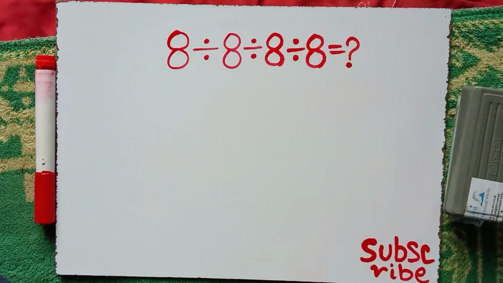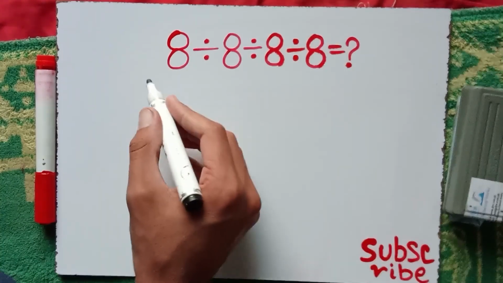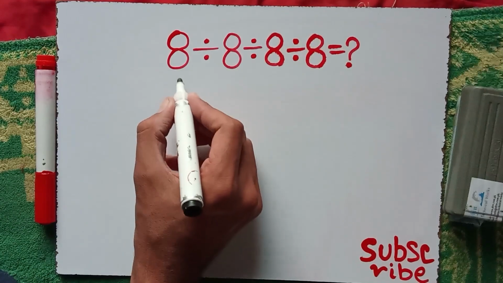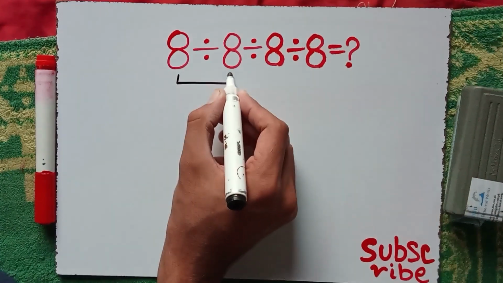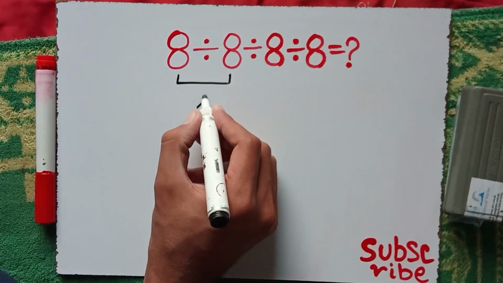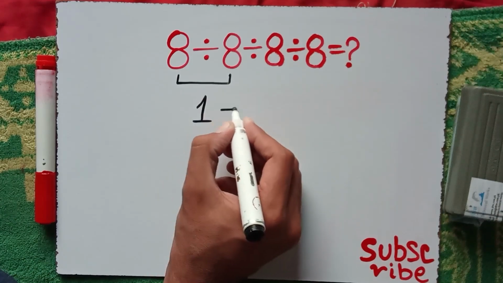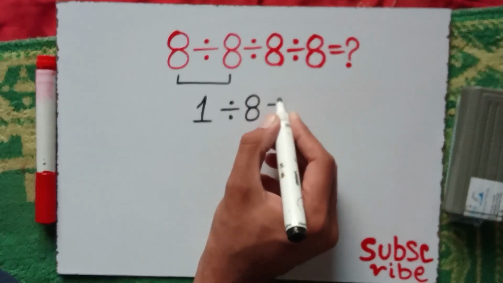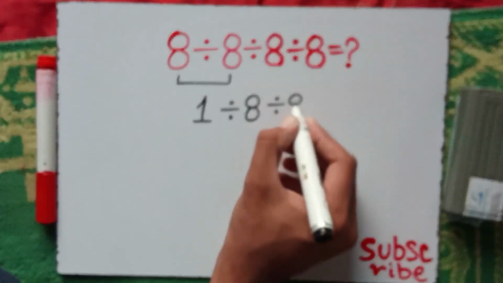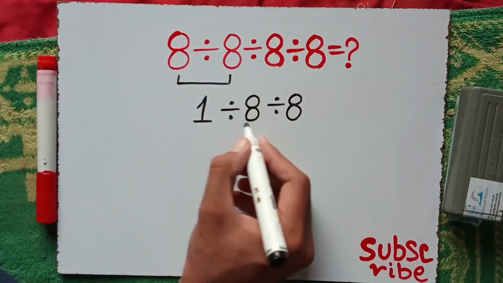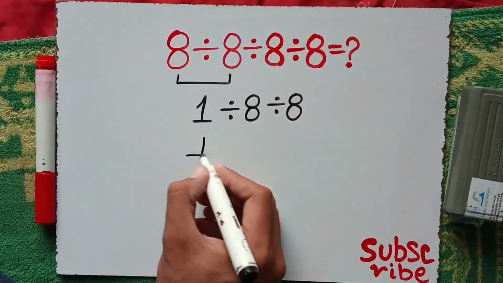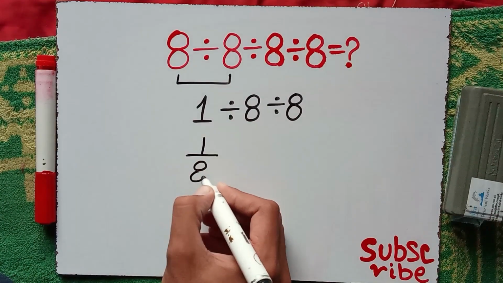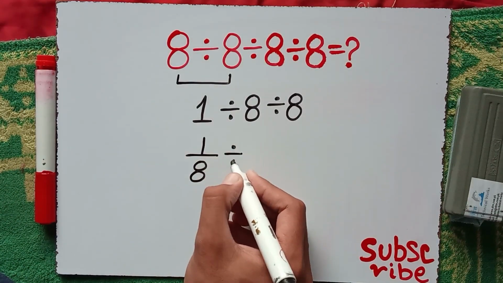Guys, whenever in an expression there is more than one division, we solve it from left to right. So 8 divided by 8 equals 1, divided by 8, divided by 8. Now here, 1 divided by 8 I can write as 1/8, divided by 8.